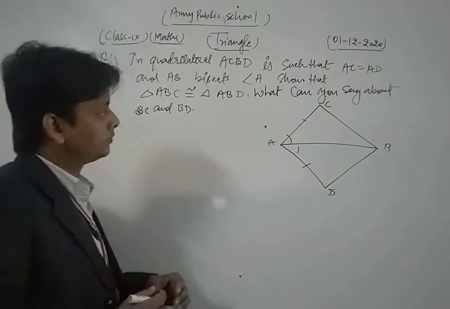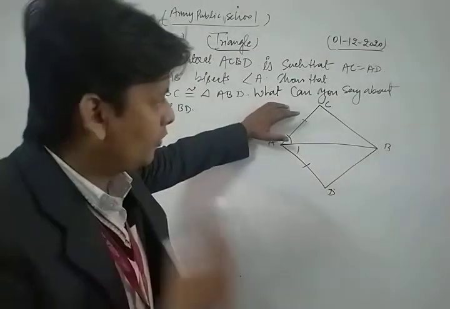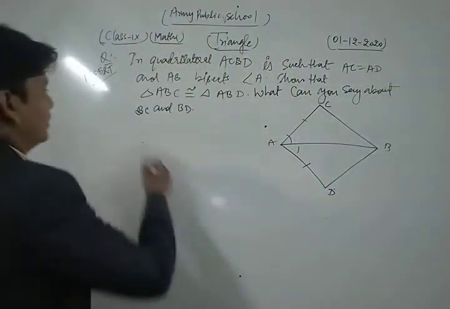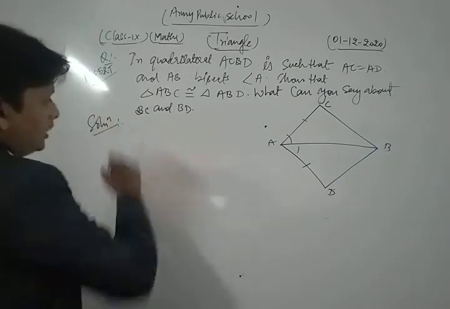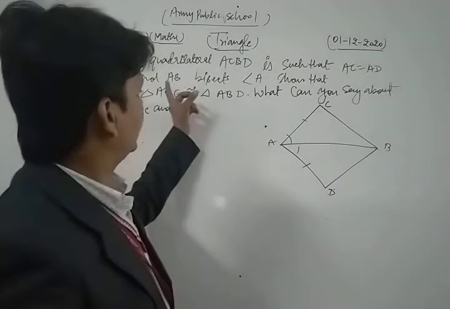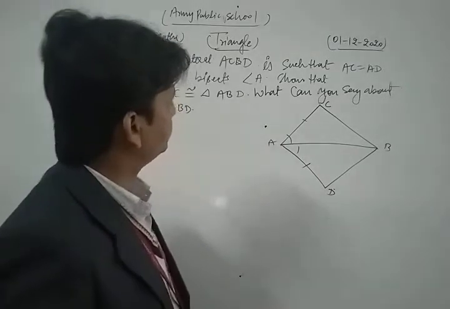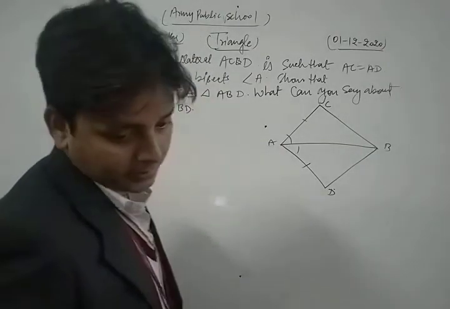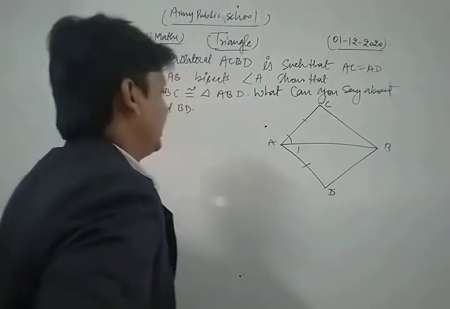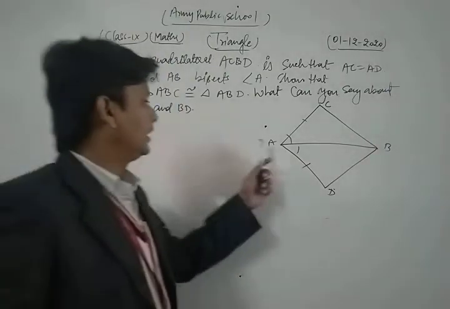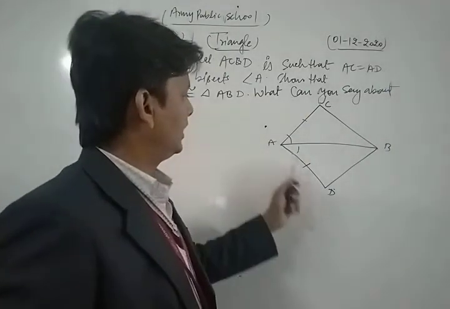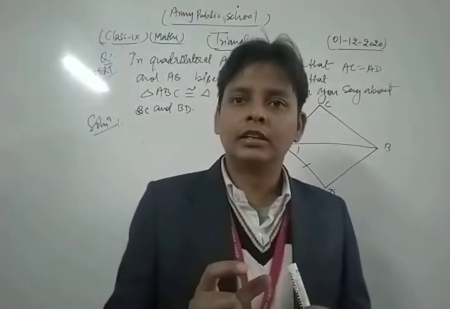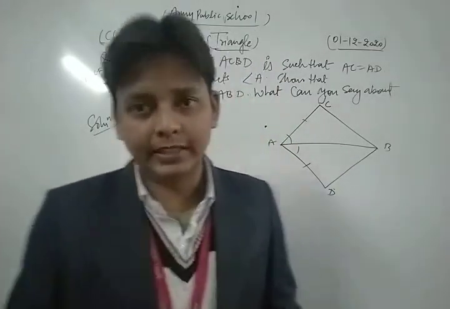Let's see, dear friends. In that question, we are given AC is equal to AD, and also AB bisects angle A. We have to show that triangle ABC is congruent to triangle ABD. So dear student, this is a very easy question based on the congruency criterion. Now let's see it further.